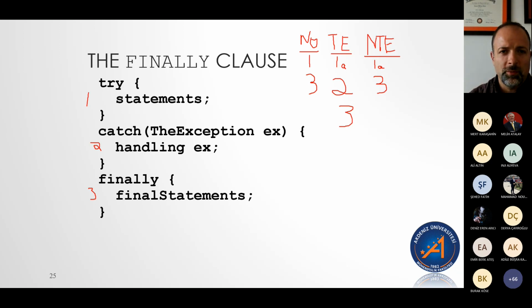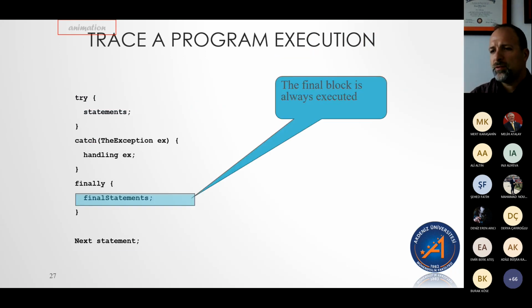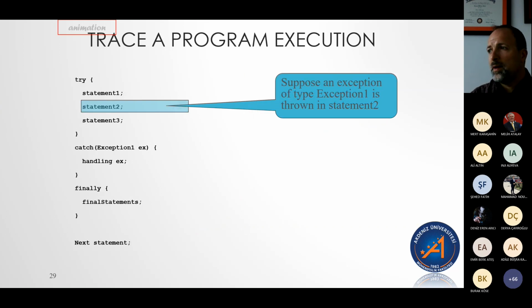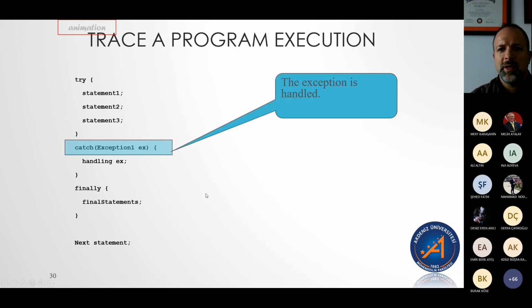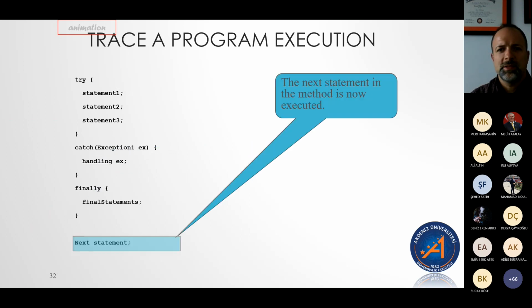So if we trace through the program to see how an example might happen, no exceptions occur. We execute final statements, we go to the next statement, we keep on going. Everybody's happy. Okay. An exception of type exception 1 is thrown. So statement 2 executes, statement 2 generates an exception of type 1. We catch it, we handle it, we execute the finally statements, we move on to the next statement.